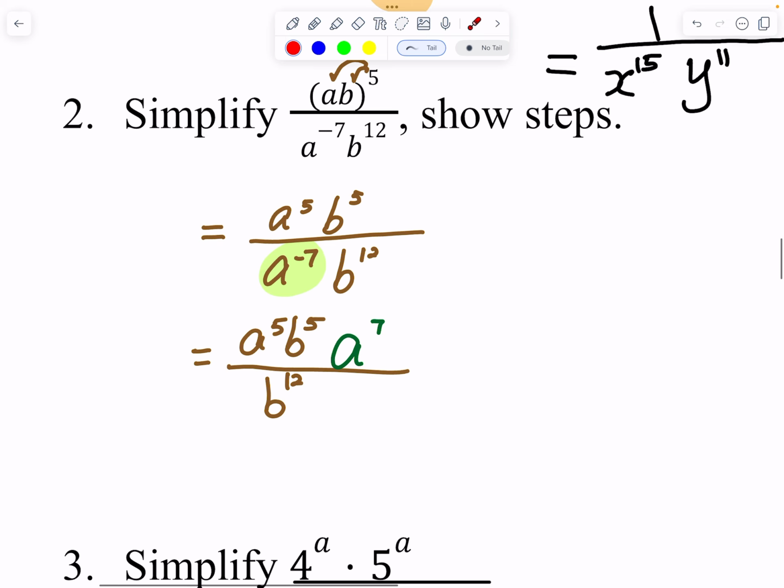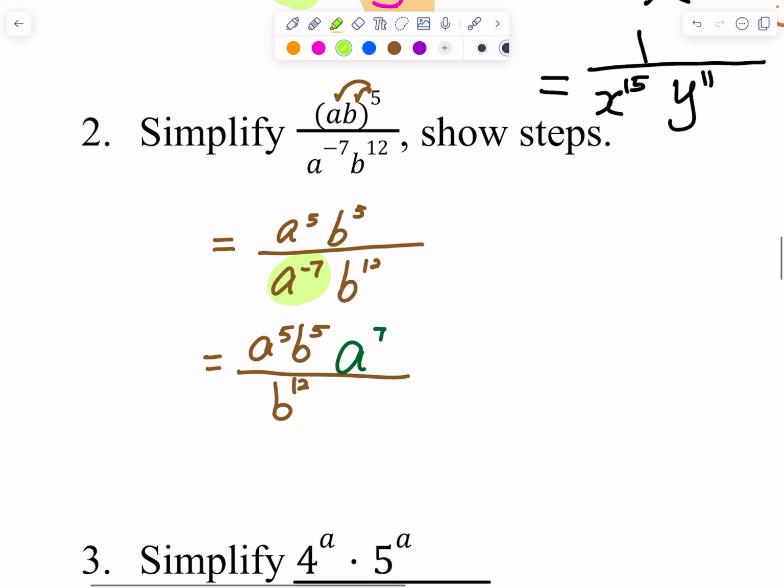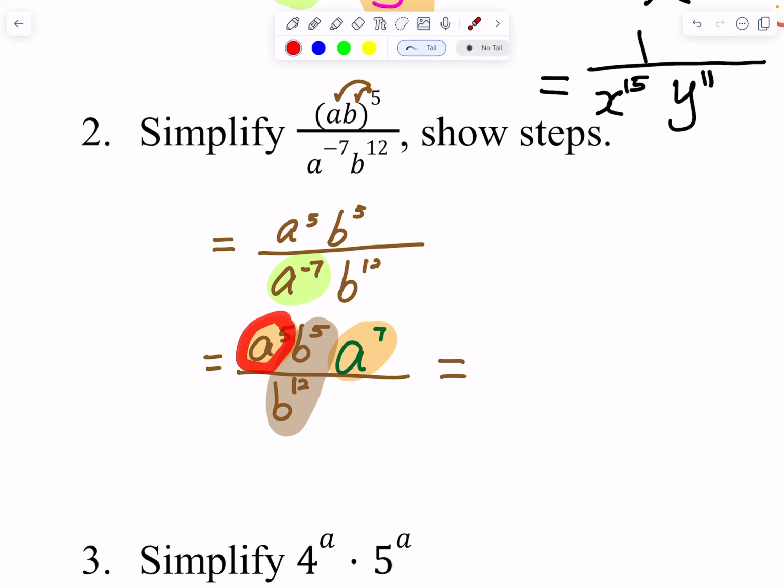Alright, next step. Let's find the same unknowns. Where are the A's? Here. Where are the B's? So let's continue. A's first. This time both A's are on the numerator stage. That means both of them are on top. None of them is at the bottom, so they don't have an up and down situation.